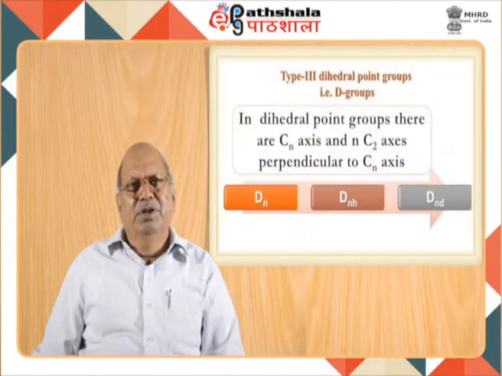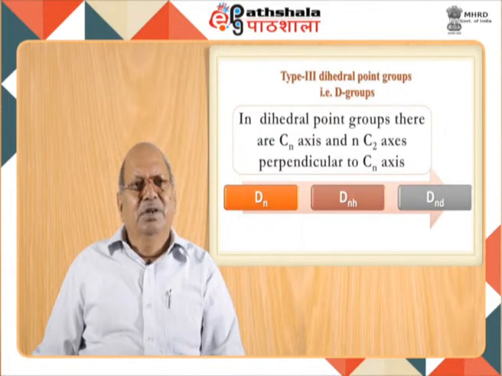Example of type 3, dihedral point group, that is D group. In the molecule of the type 3 dihedral point group, there are a Cn axis and nC2 axes perpendicular to the Cn axis. That is, if there is a Cn axis, there must be nC2 axes perpendicular to this. Point groups belonging to these categories are Dn, Dnh, Dnd point groups. Let us discuss each of these separately.